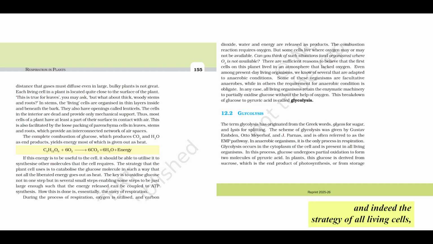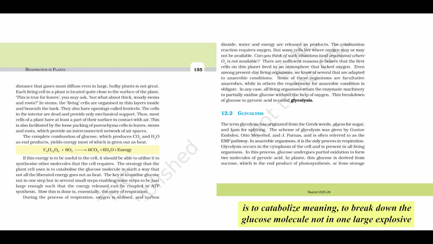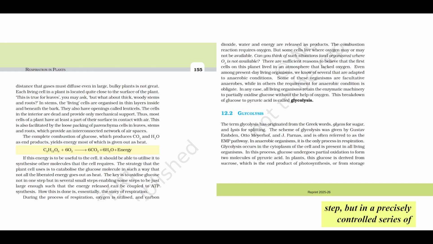The plant strategy, and indeed the strategy of all living cells, is to catabolize, meaning to break down the glucose molecule not in one large explosive step, but in a precisely controlled series of many small sequential steps. This multi-step breakdown is the genius of cellular respiration. It allows the energy released at each tiny step to be efficiently captured and coupled to the synthesis of ATP, preventing the majority of it from being lost as unusable heat.